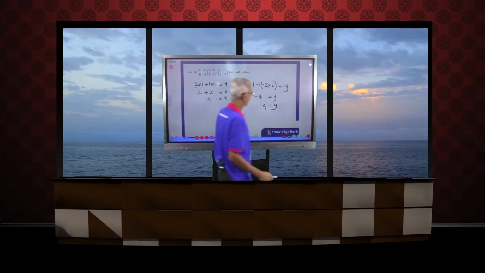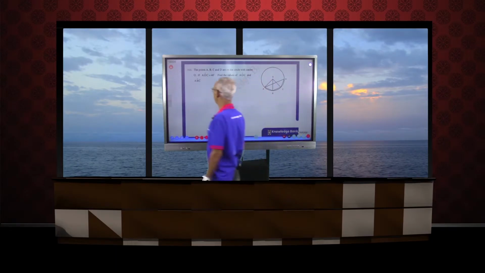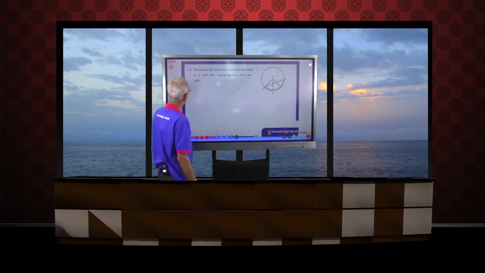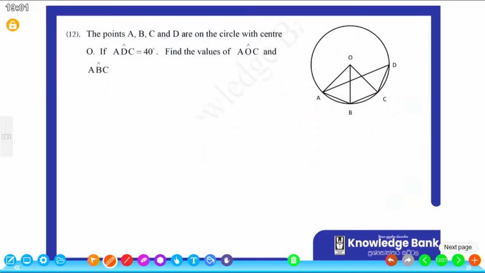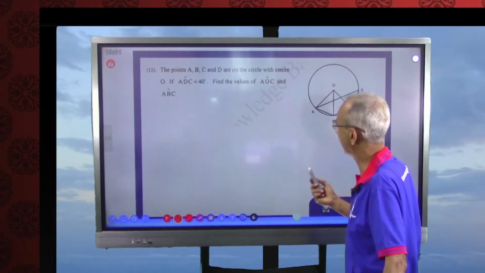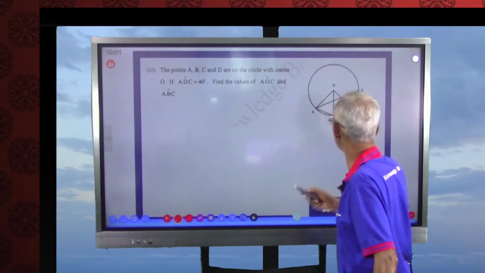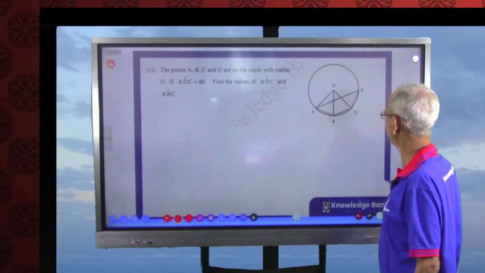Then let's turn to the next question. The points A, B, C and D are on the circle with center O. If the angle ADC is 40 degrees, ADC means this part is 40 degrees. What we have to find is the angle AOC.